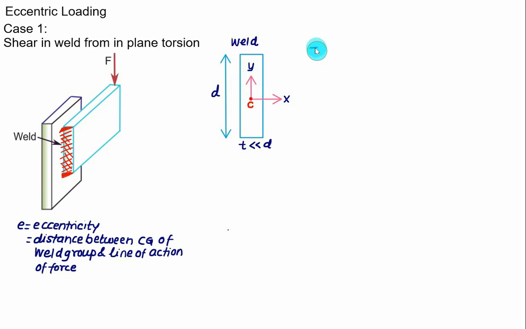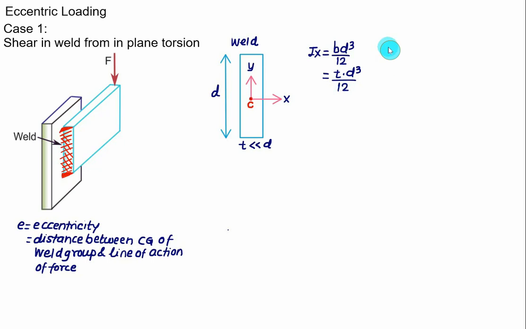Moment of inertia about the centroidal axis in standard form is given as b into d cube divided by 12. This time the b is equal to t and the d value is equal to d. So we have Ix equal to t multiplied by d cube divided by 12.